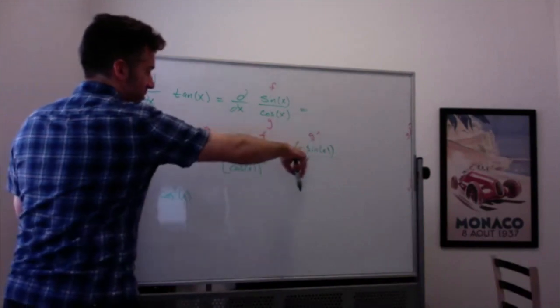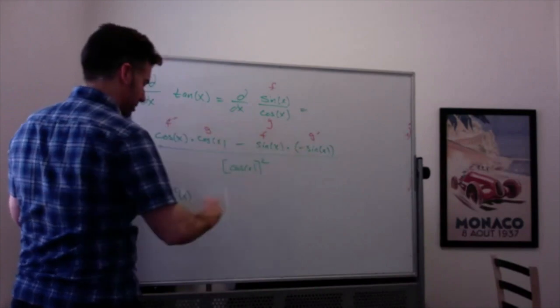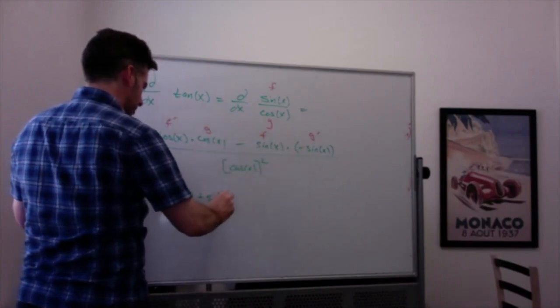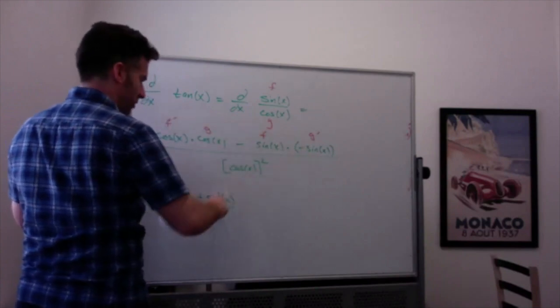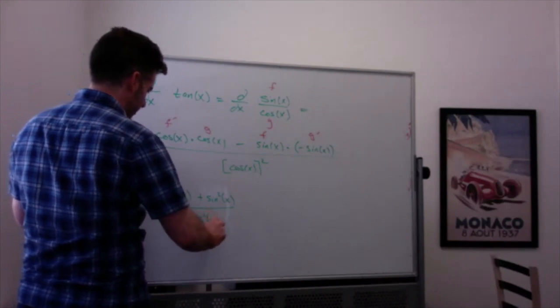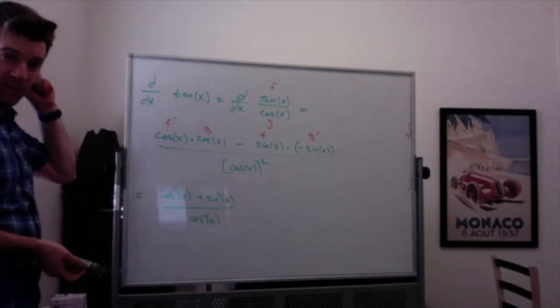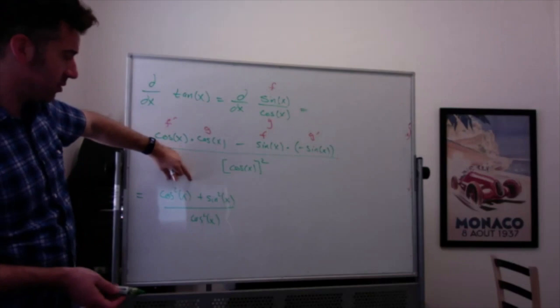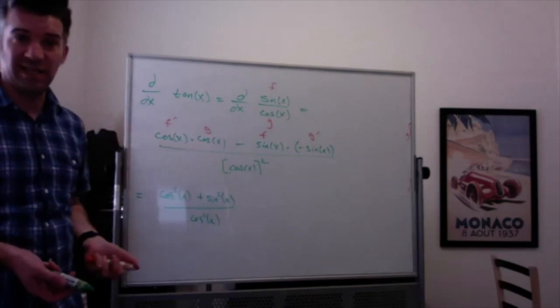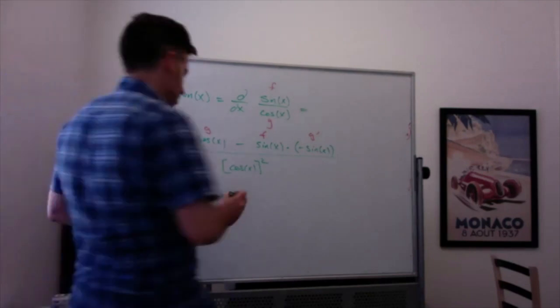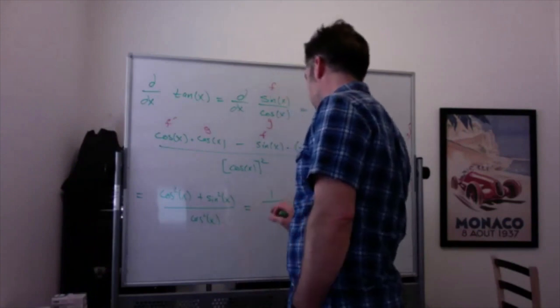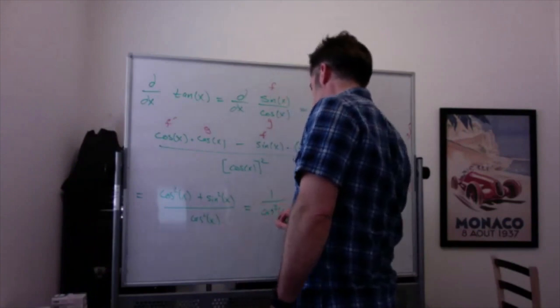Sine x times negative, so negative sine x times negative sine x is plus sine squared of x, all over cosine squared of x. And the easiest way to simplify this is to see that cosine squared x plus sine squared x is the trig identity and it's equal to 1. So I end up with 1 over cosine squared x.